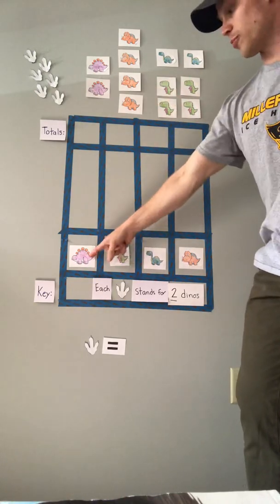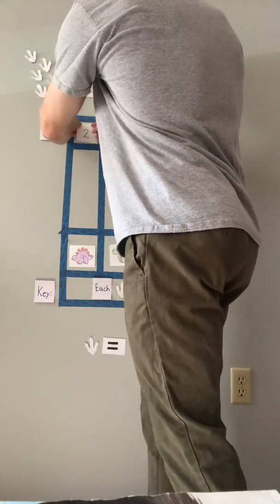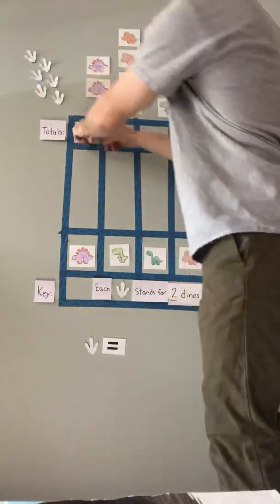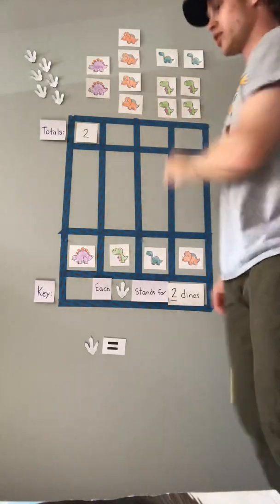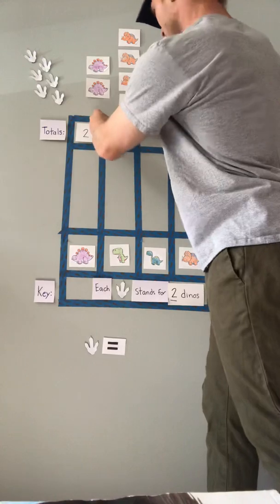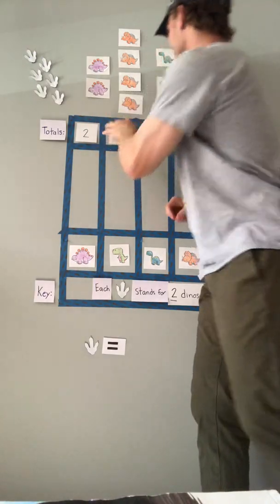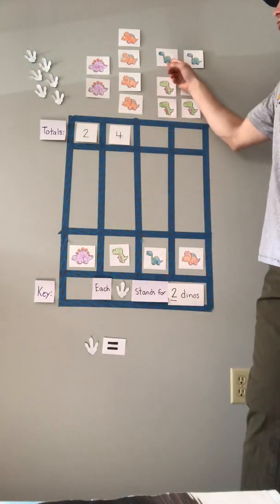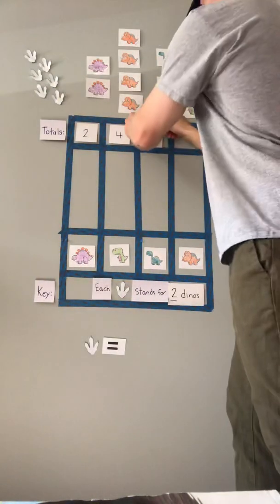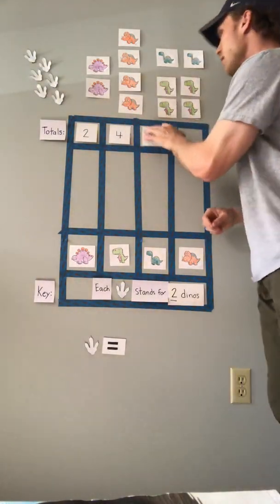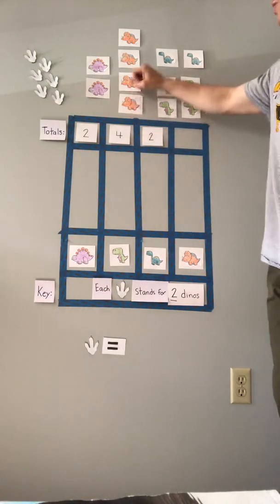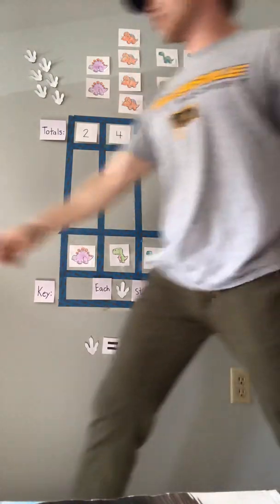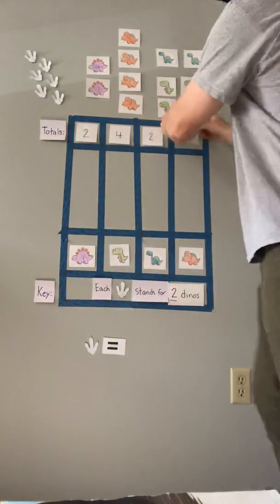So we're going to start with our purple dinosaur, and we have 2 of them. Next we're going to move on to our green dinosaur. And there's 4 of those. Kind of looks like Reptar, if you ever watched Rugrats. Now we're going to move on to our blue dinosaur. There's 2 of those. And then last, our orange dinosaur. We have 1, 2, 3, 4. We have 4 orange dinosaurs.